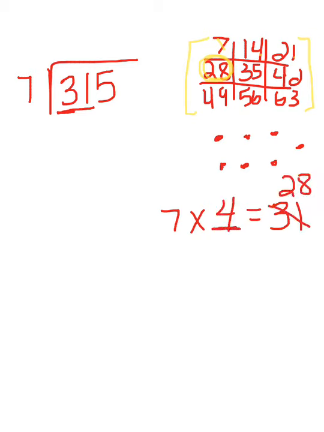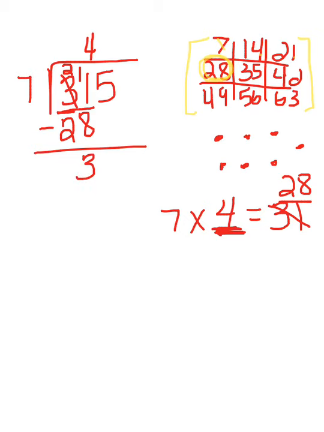So I'm going to take this 4 right here, and I'm going to put it above the 1 in my problem. 7 times 4, we said was 28. So I'm going to put 28 here, and I'm going to subtract. The 3 becomes a 2, 1 becomes an 11. 11 minus 8 is 3. 2 minus 2 is 0, so I can just leave that alone. I don't have to put a 0, but you can if you want. And then I'm going to bring down the 5.